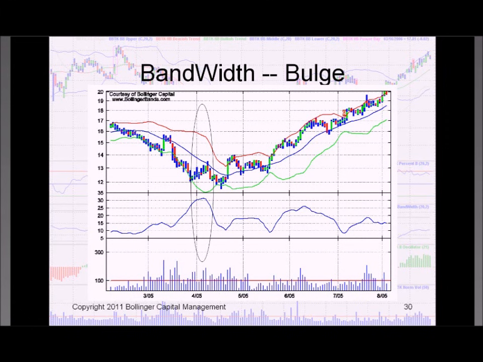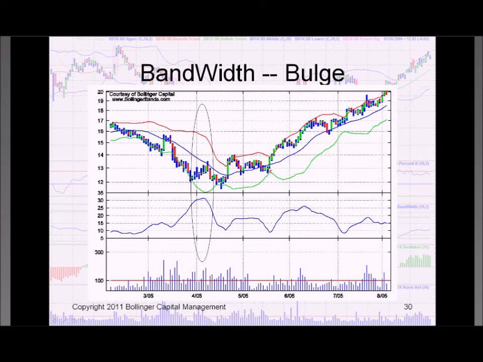The opposite of squeeze is a bulge, and the bulge is most useful for forecasting the end of a trend. Often when you have a primary trend that's very strong, bandwidth will get very wide, as the sheer power of the market, either to the upside or to the downside, will drive the bands quite far apart. And when you get that turn down in bandwidth, like right in this area here, you have a warning that this downtrend is at a potential end.